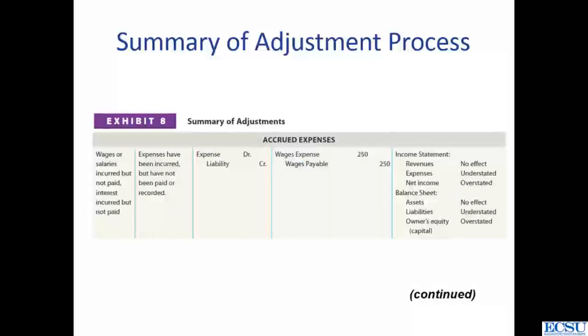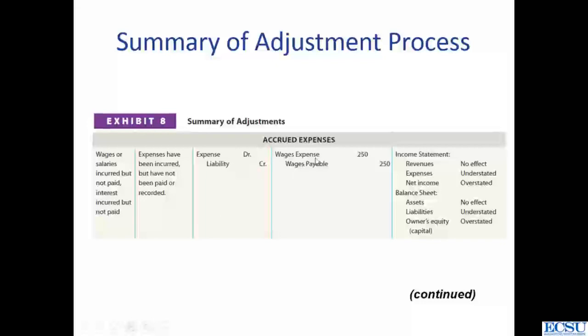Next one is the accrued expenses. Accrued expenses, again, as I've been saying to you, accrued means no cash has been paid or received. If it is revenue, you won't have received any cash for the revenue. If it is an expense, you won't have paid the expense. Wages and salaries incurred but not paid, interest incurred but not paid. So those are the kind of examples. Expenses have been incurred but have not been paid or recorded, hence we'll have to bring them into record. So the general entry would be expense will be debit and liability would be credit.